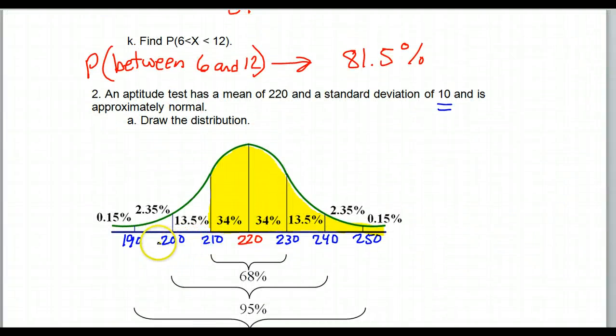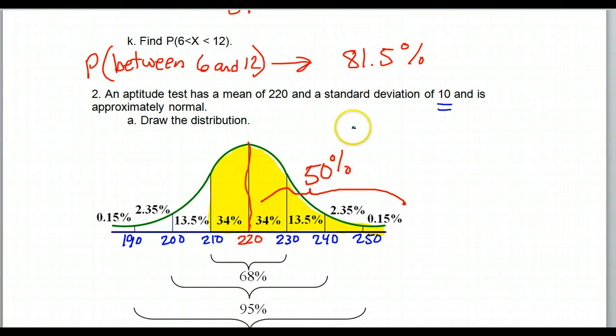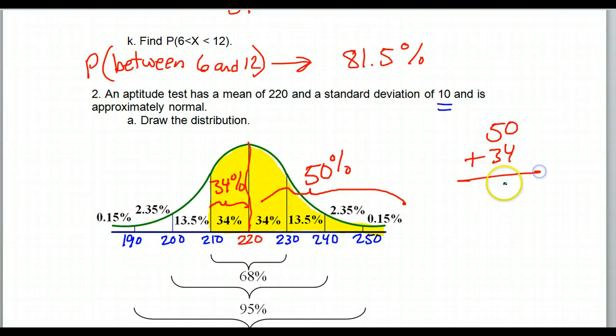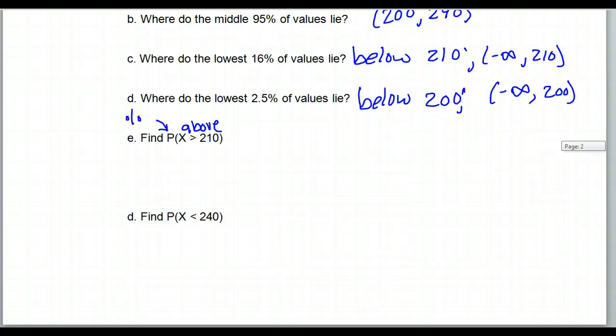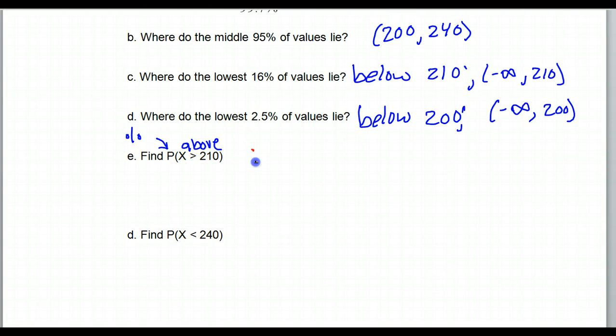I could just add all these up, or I could realize that, let me switch to red for a second, from here over, this part of the graph is 50%. And of course this piece right here is 34%. So I could just add those up, 50 plus 34, so that's going to be 84%. To me that's about the quickest way to do that. Above 210, that is 84%.